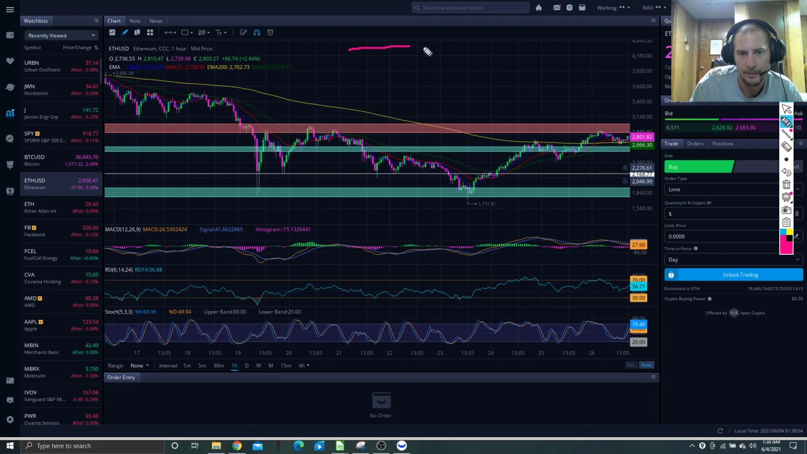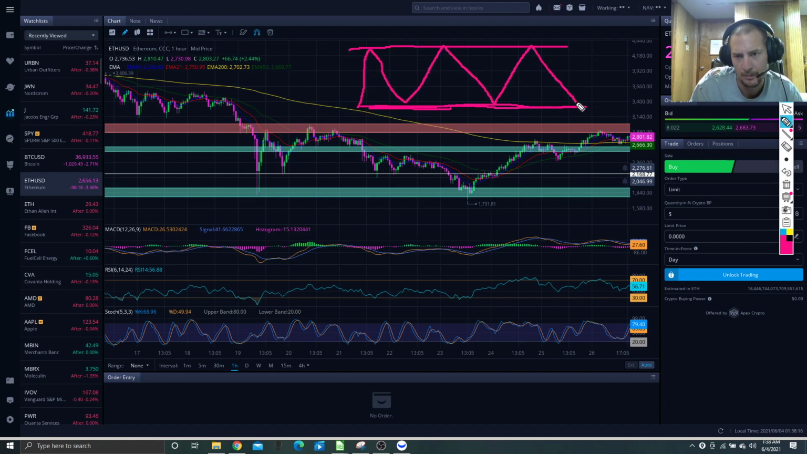So what we're looking for is Ethereum or Bitcoin trading in between two of these zones, like so. This here is your resistance. And then this bottom level is your support.